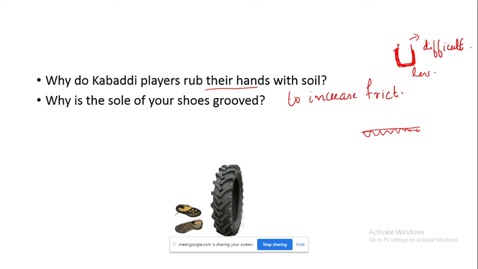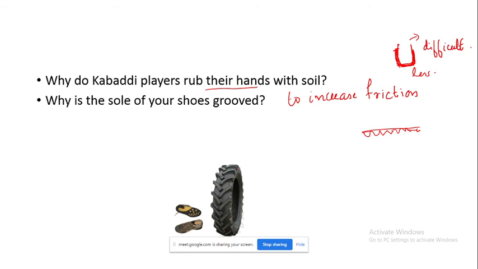That means we already know friction is a necessary evil. So it can be a good one, it can be a bad one. So here in these cases, we are trying to increase friction, and we are able to do that. In this case we used soil, in this case we are using grooves, even tires are treaded.